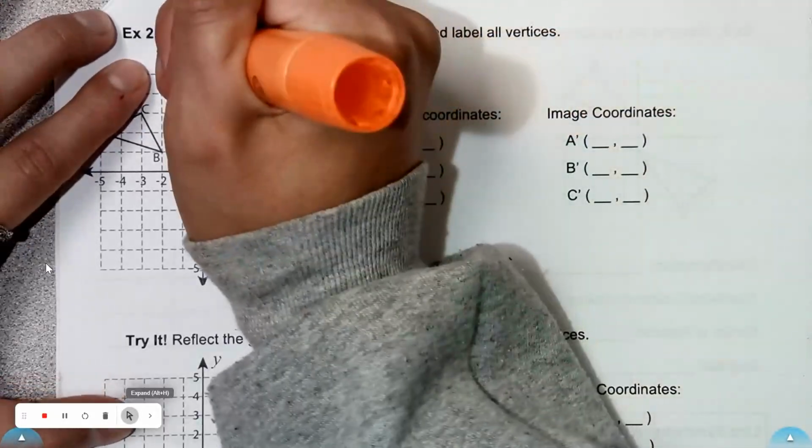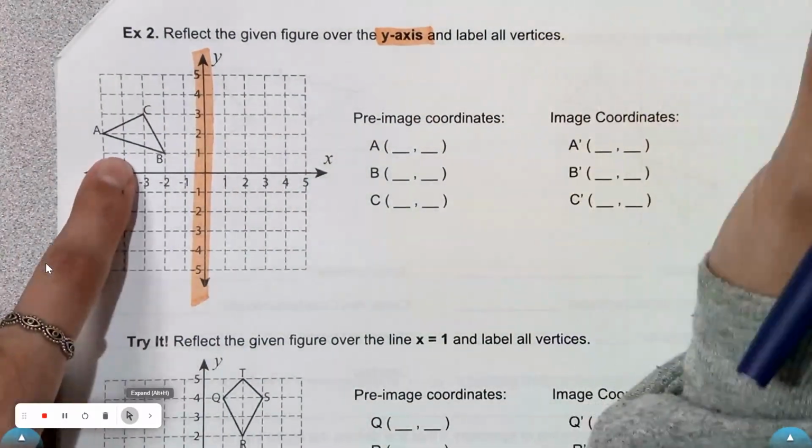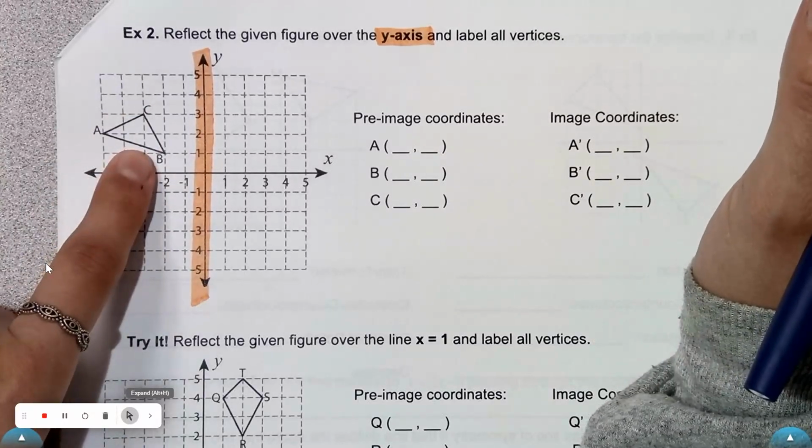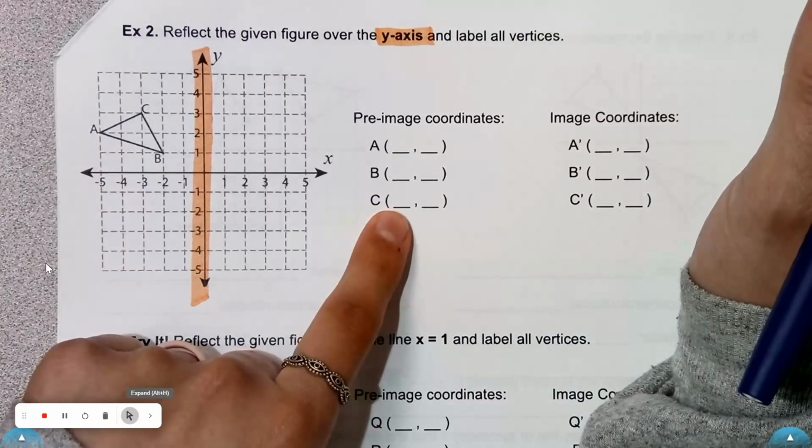All right, the second transformation that we're going to talk about is a reflection. A reflection is kind of like a flip, or you could also think of like looking in the mirror, right? Like that's a reflection. It's asking us to reflect over the y-axis. Okay, the y-axis is this. So what I think is really helpful is once I look at my pre-image or my old one, I'm going to write the coordinates of this triangle over here for the appropriate letter.